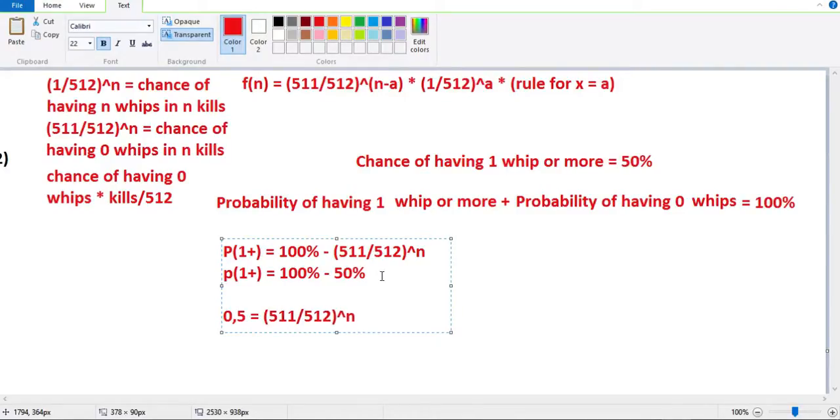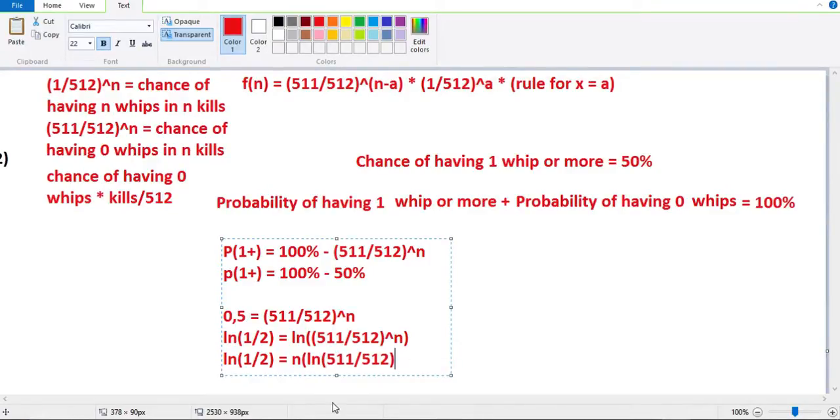And then what do you do here? Well, you do ln on both sides. Ln of 1 divided by 2 equals ln of 511 divided by 512 to the n, which gives you ln 1 divided by 2 equals n ln 511 divided by 512. If you don't know your ln properties, get out.